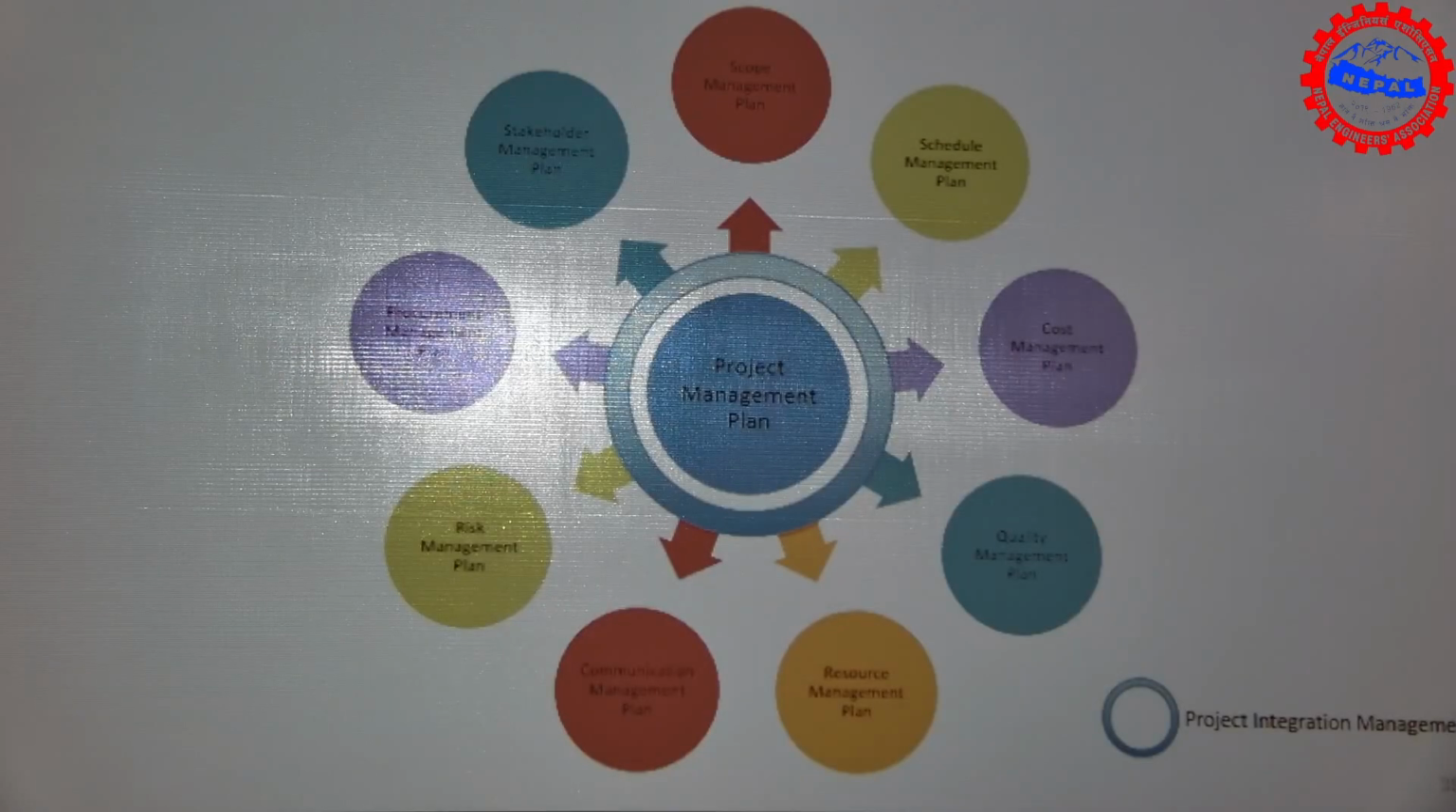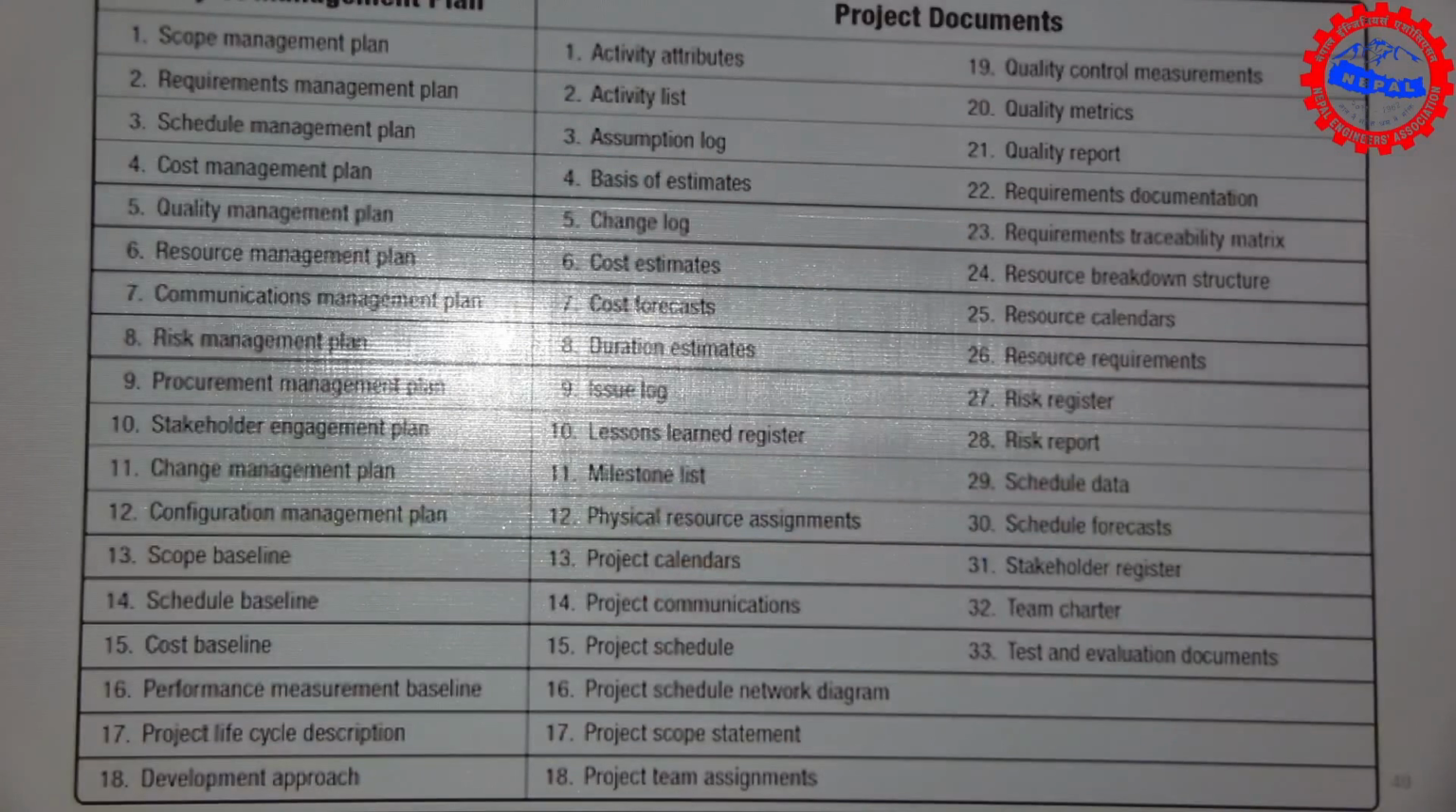Now I'm just talking about the project management plan, and the types of plan. I'm sure they are making them, but I'm not sure whether the details of the plan are being developed in the project or not. Scope management, requirement management, schedule management, cost, quality, resources, communication, risk, procurement, stakeholder, change management, scope baseline, schedule, cost baseline, performance measurement, and the whole project life cycle. These are all management plans. So different management plans need to be developed, each in a different folder.